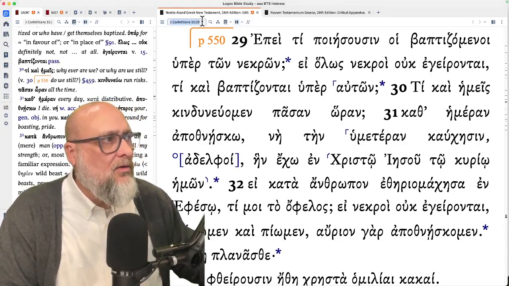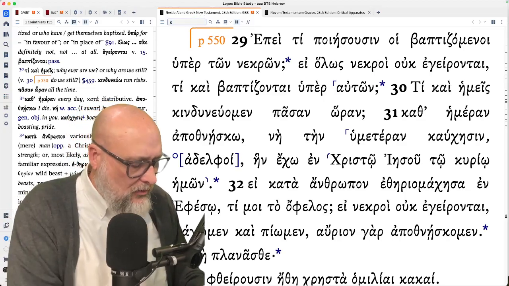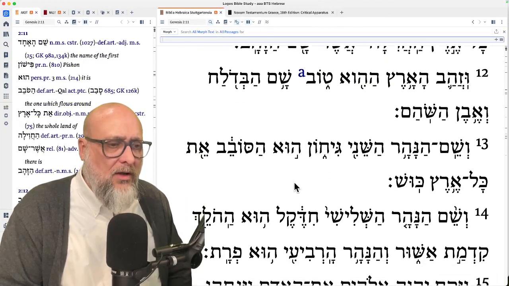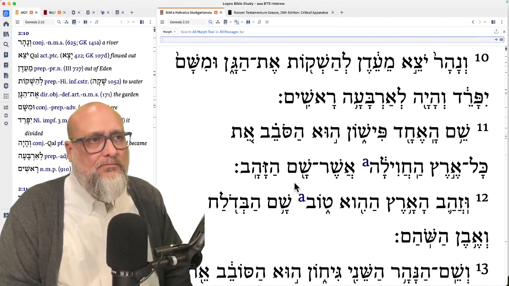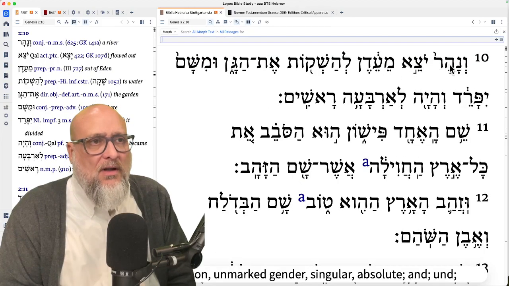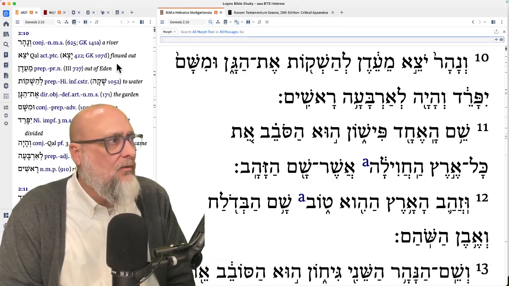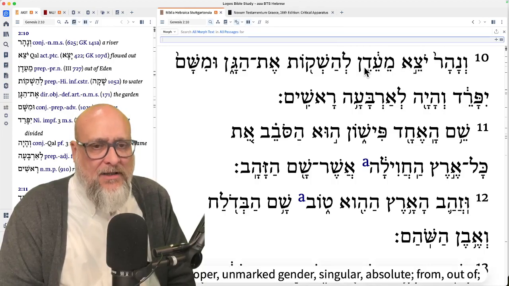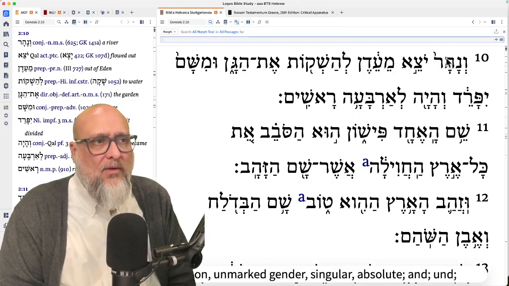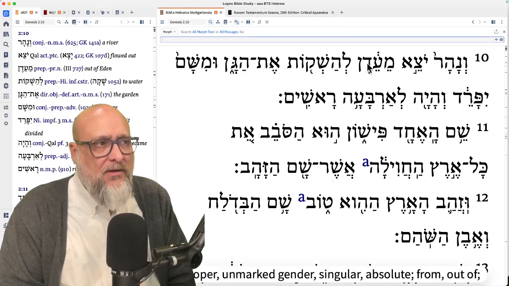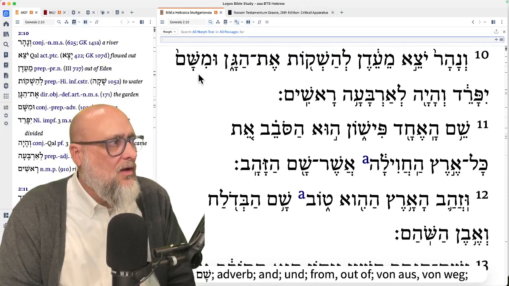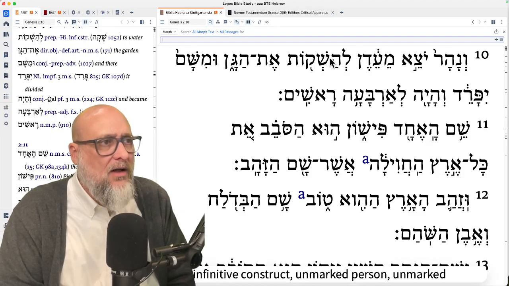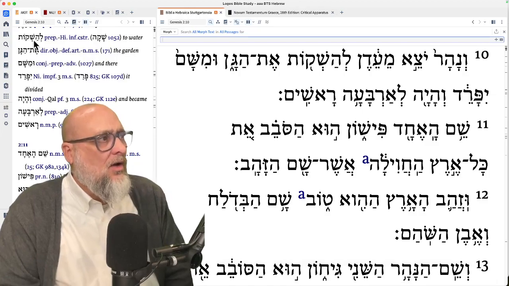So we're doing Genesis 2:10, and we'll go through 13. So, a nahar, so this is a river, and you can see was going out from Eden. So the river starts in Eden and then it goes out from Eden to water. So this is infinitive construct. It's Hiphil. That's why you have the H there. To water.